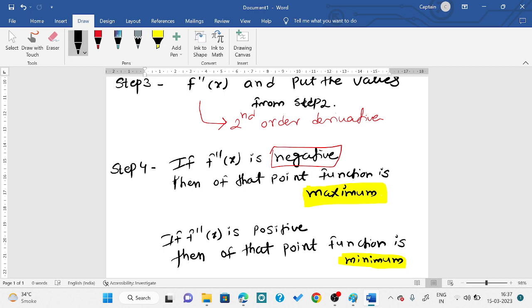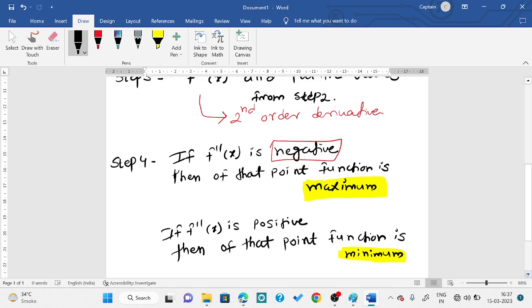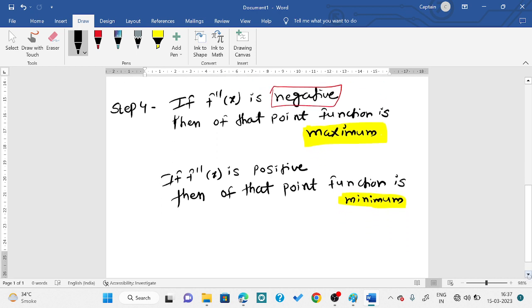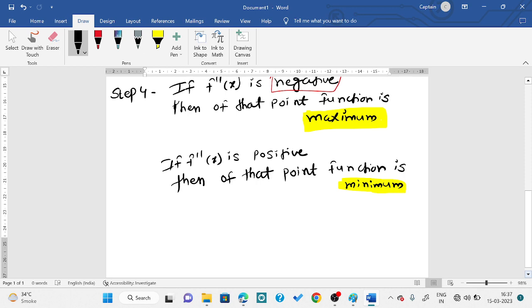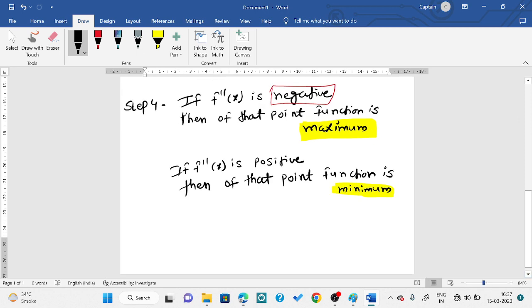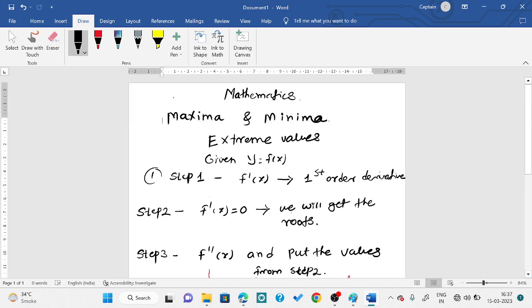Very interesting point: f double dash of x means the second order derivative. If the second order derivative is negative when substituting the points, then the function is maximum. And if f double dash is positive, then at that point the function is minimum. Not necessarily do we always get negative values of x only. We can get positive values also, you can see.